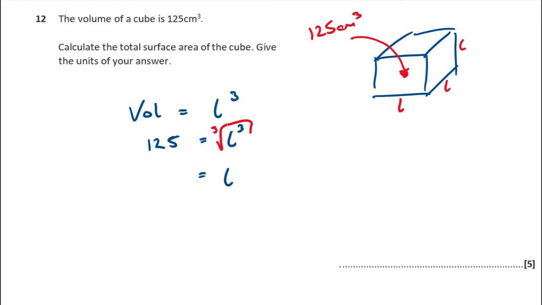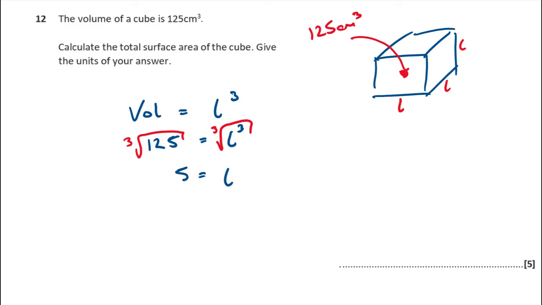But if I cube root the right hand side, I need to cube root the left hand side as well. So what is the cube root of 125? I already know that because I've memorized all my cubes. It's a good idea to do it. If you haven't, you can just type in the cube root button on your calculator. Shift, it's there. Look, cube root of 125, and that comes out to be 5. So I know the length of my cube is 5.